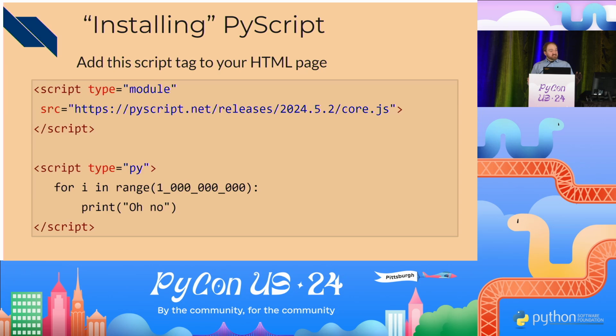How do you install it? You don't. You just make sure that you point to our CDN on your page, pointing to the latest release. And after you include that one script tag on your page, any scripts with a type of py will run Python when the page loads. It's not guaranteed to be good Python.